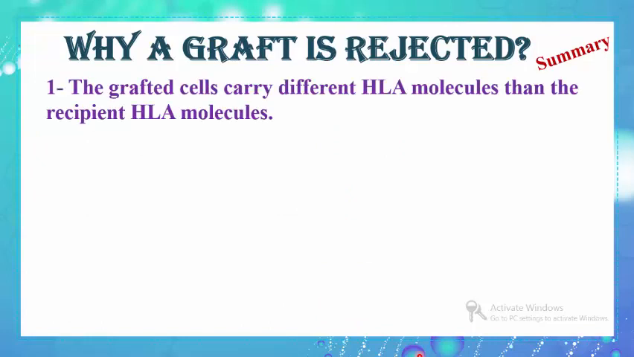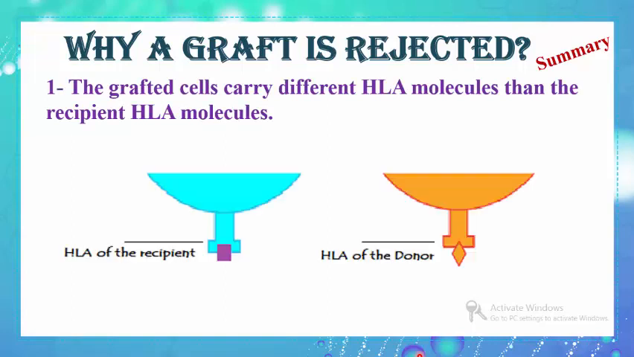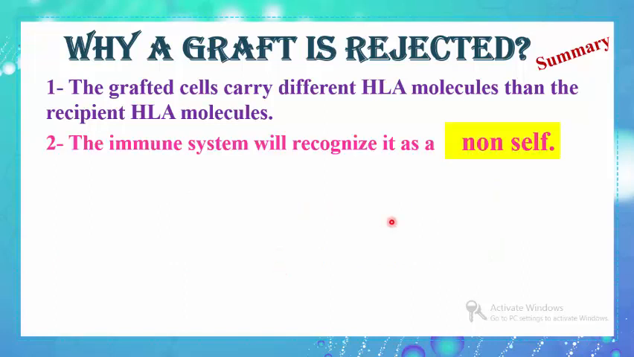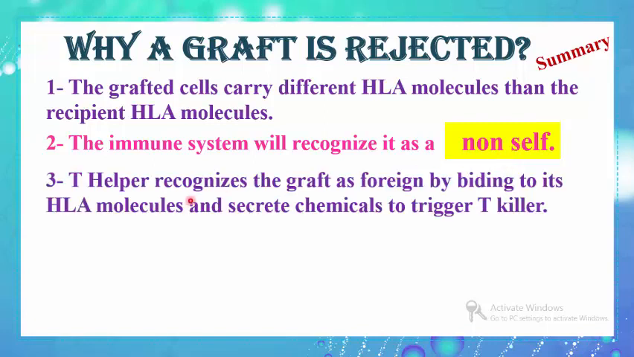As a summary, what can we say about graft rejection? We say that the grafted cells carry different HLA molecules than the recipient's HLA molecules. Like here, the HLA molecules of the recipient are totally different from those of the donor. And that's why the immune system will recognize the grafted cell as non-self. Because it will be recognized as non-self, the immune system will act against the foreign body and destroy it.